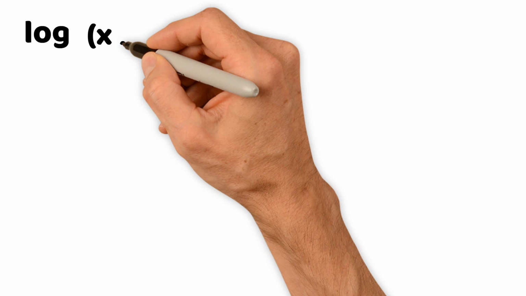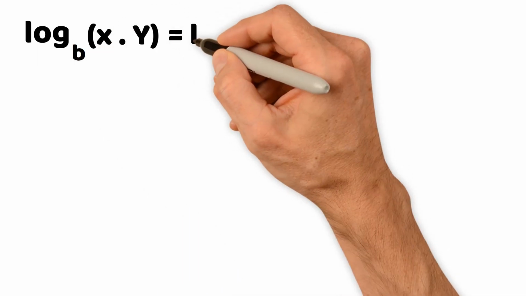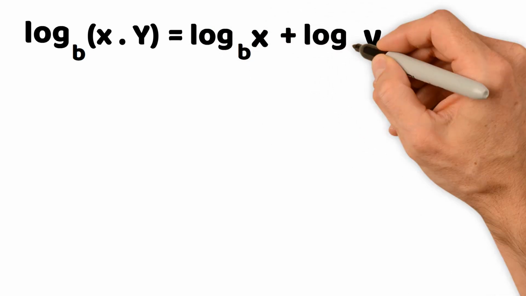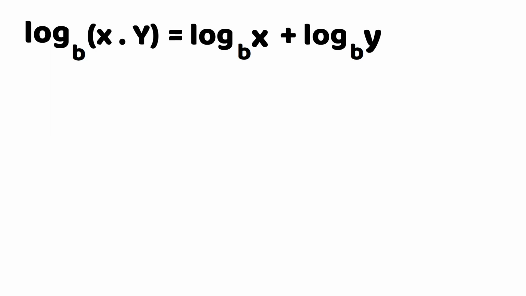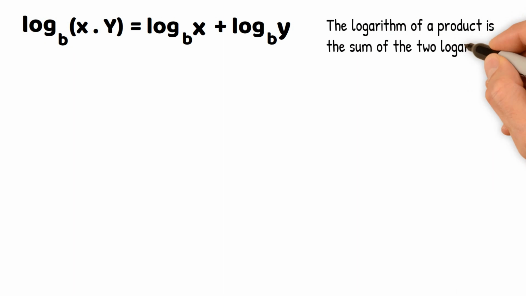The next rule of logarithms is that the log of x times y with a base of b is the same as the log of x with a base b plus the log of y with a base b. In other words, the logarithm of a product is the sum of the two logarithms.